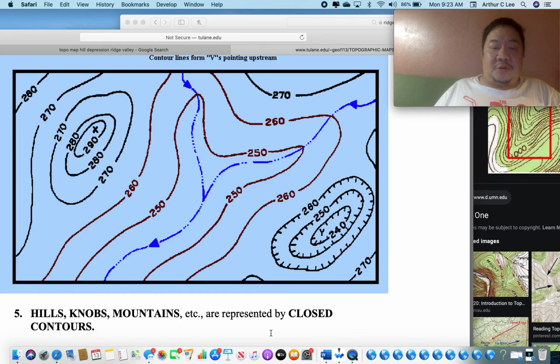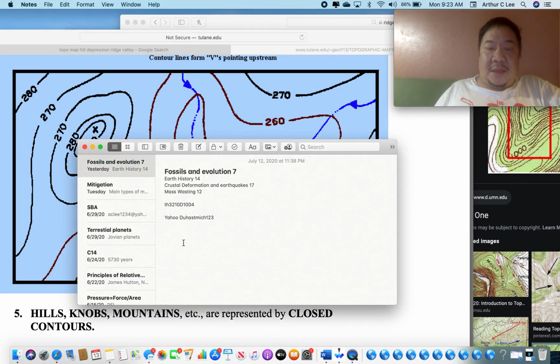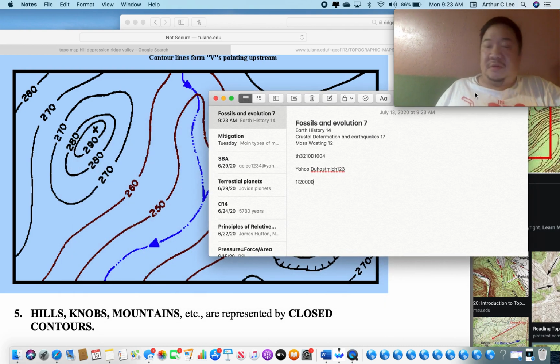On the bottom of the map, there's always a scale. So for this map, let's just say the scale is 1 to 20,000. What does that mean when you see on the bottom of a map it says 1 to 20,000? What that means, ladies and gentlemen, is that 1 unit of distance on that map is equal to 20,000 of those same units of distance in the real world.